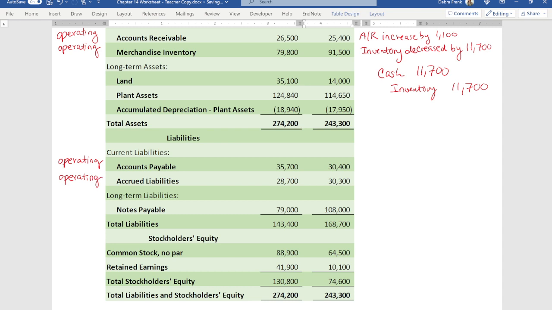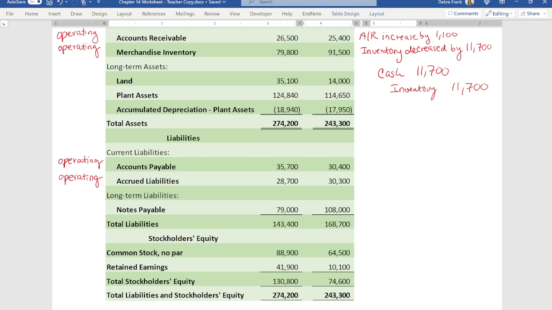All right, so these are two more that we have to do in the operating section for analysis. We can see here that accounts payable was 30,400, and it increased to 35,700. So our accounts payable went up. It means that the business owes a little more. They're going to owe more cash. So they've had actually cash freed up. So their cash would be an increased reflection on the statement of cash flows.